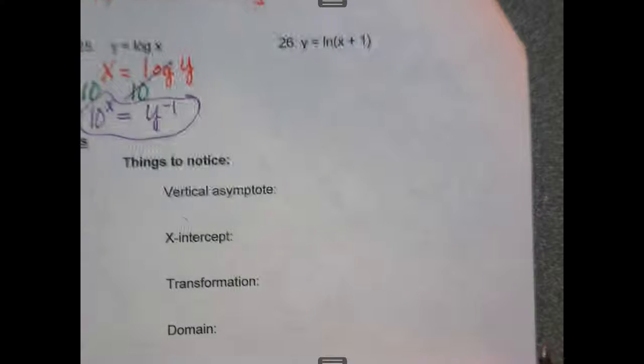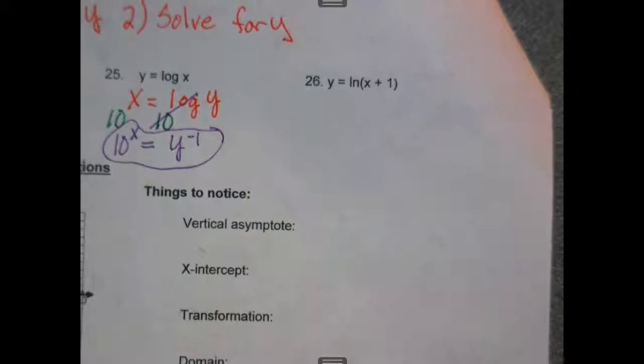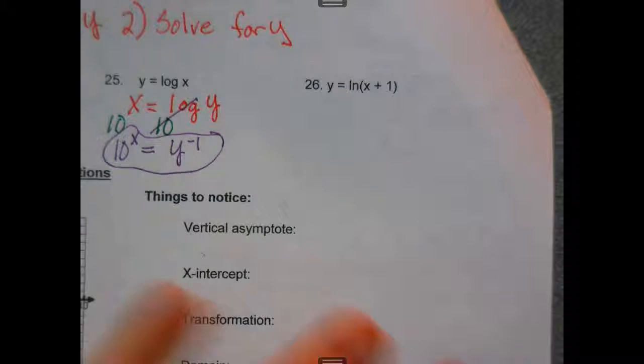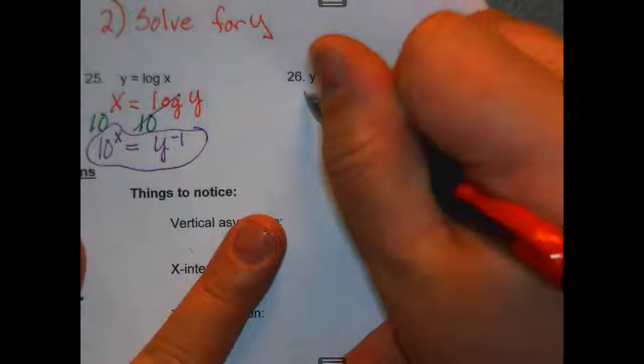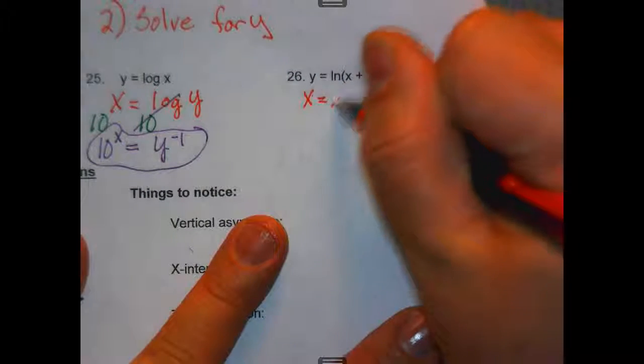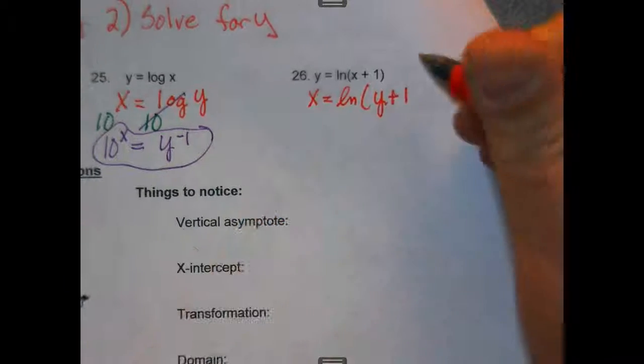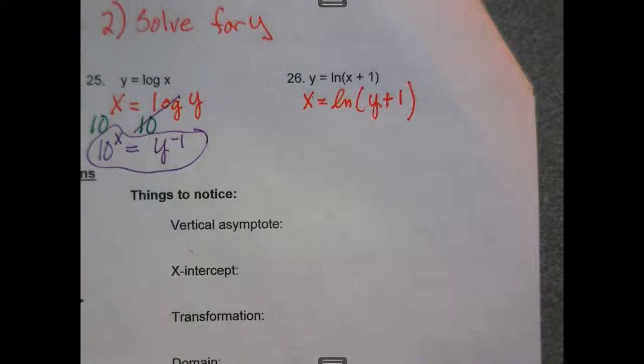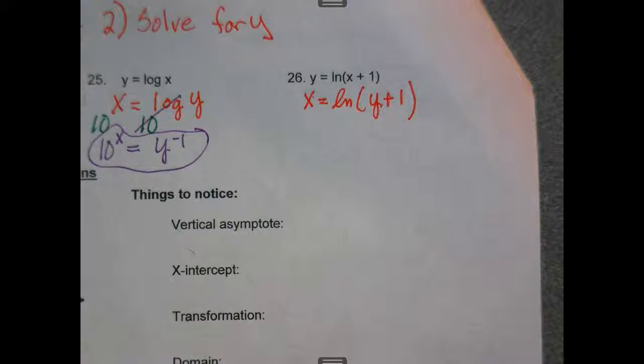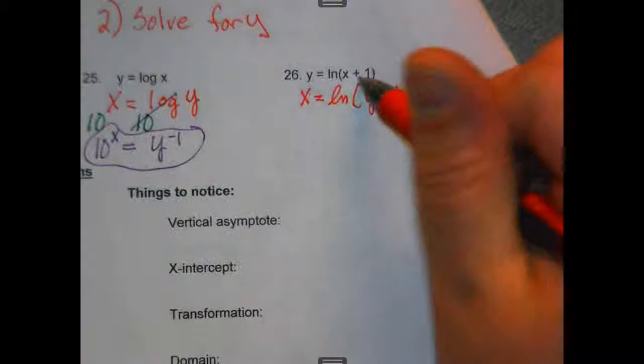Watch the video. Okay, number 26. Switch x and y. So I have x equals ln of y plus 1. Please don't make the mistake of subtracting 1 first. It's in parentheses. You cannot unlock it yet.